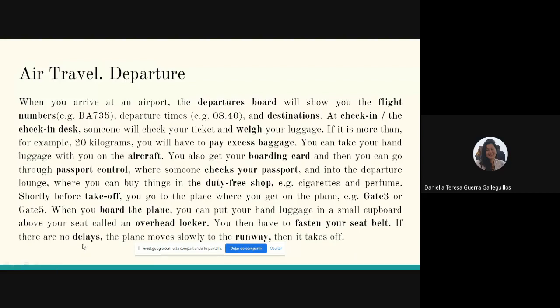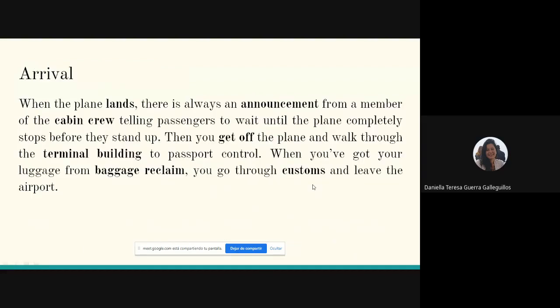Delays is when the plane is not on time, it's delayed. And then when everything is on time, it goes to the runway, a la pista de aterrizaje. But the arrival is the opposite. The arrival is when you get to the place, the trip is finished, you get there, you arrive.